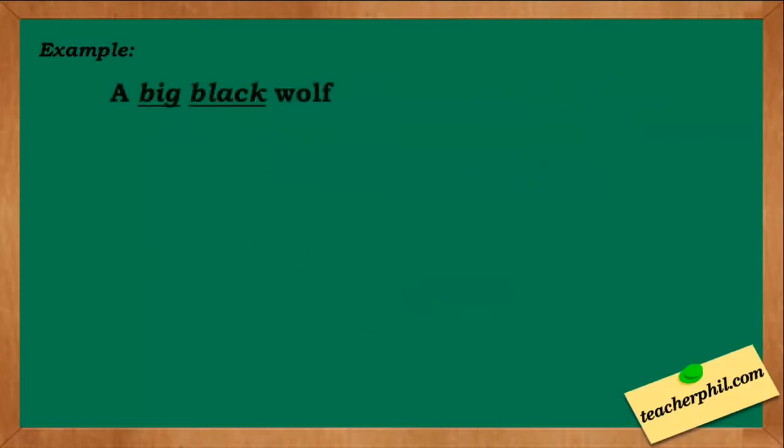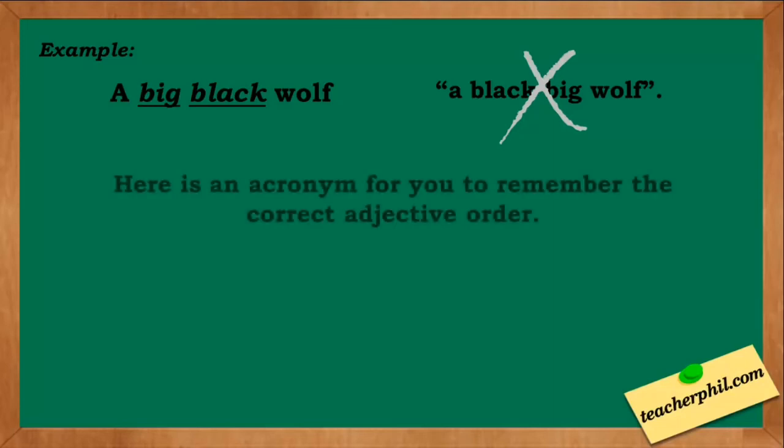For example, a big black wolf. Okay? We don't usually say a black big wolf. That will sound awkward. So let's find out why it is so. Okay? Now, adjectives can be used in describing a lot of things. For example, color, opinion, size, and so on.